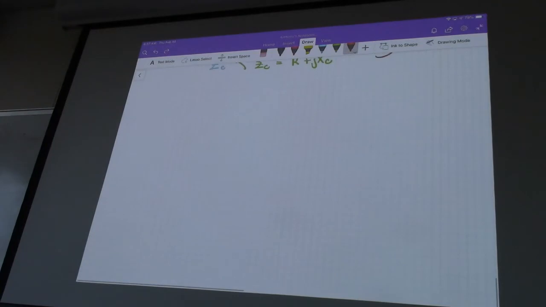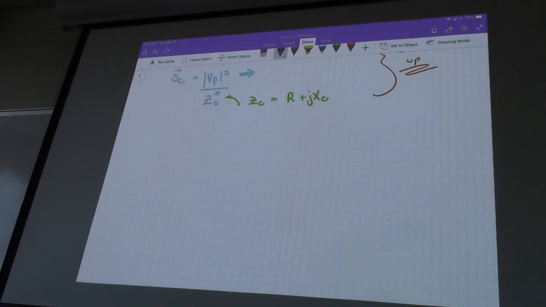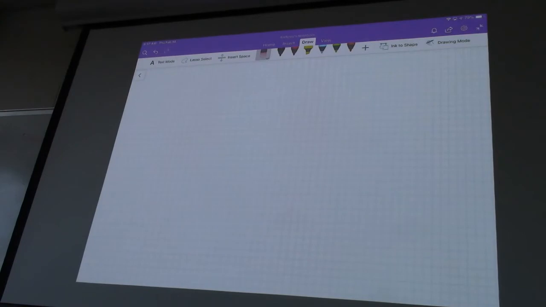Okay, so the next topic is real and reactive power transfer. So this is section 2.5. And let me leave myself some room for when I clean this up. So let me move down a little bit. Okay, real and reactive power transfer.